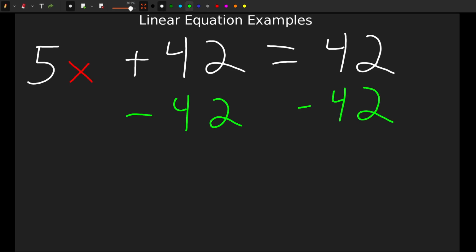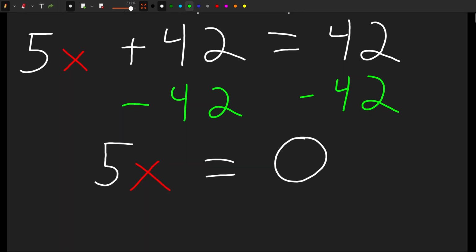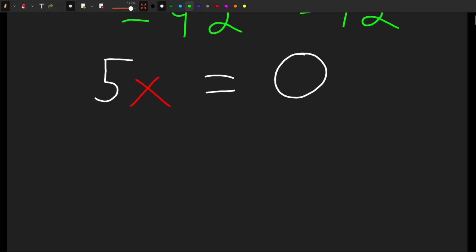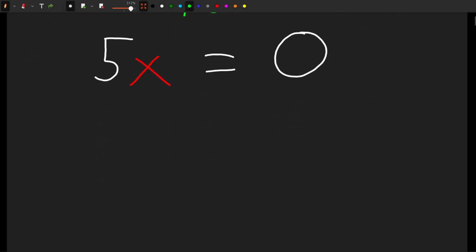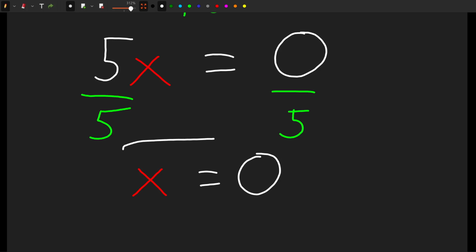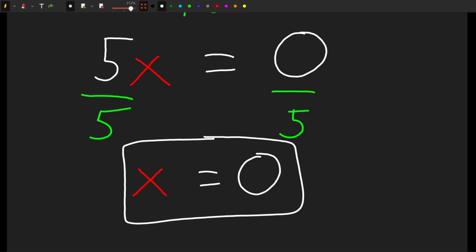And I'm going to be left with 5x is now equal to 0. 42 minus 42 is 0. So now I just need to divide by the coefficient of 5. And I am left with x is equal to 0. Now that would be our answer, but keep in mind we have to check our solution.